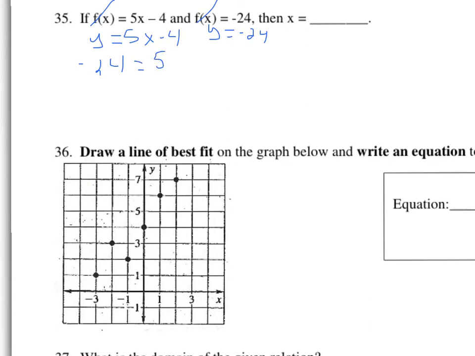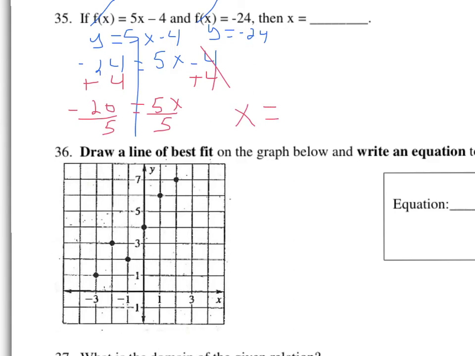equals 5x minus 4. We will separate our sides. I will add a positive 4 to both sides to eliminate it from over here. And we're left with negative 20 equals 5x. Divide by 5. And we get x equals negative 4.